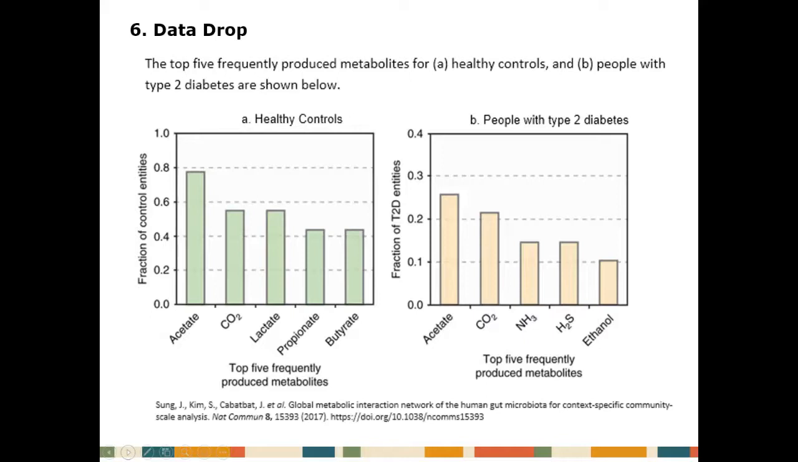And then if you look at the people with diabetes, there's just a much smaller fraction of those metabolites being produced in the first place. Our graph tops off at 4/10 instead of at 1.